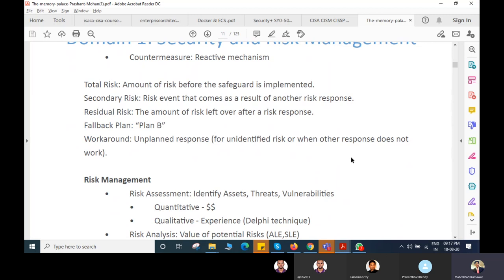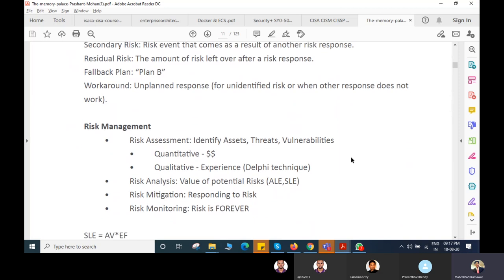Suppose a tsunami or earthquake comes at one location. The companies have other locations in plan B, so you shift from plan A to plan B, from one location to another. These are workarounds and unplanned responses, used when the planned response does not work. So this is the overall risk management we are talking about.